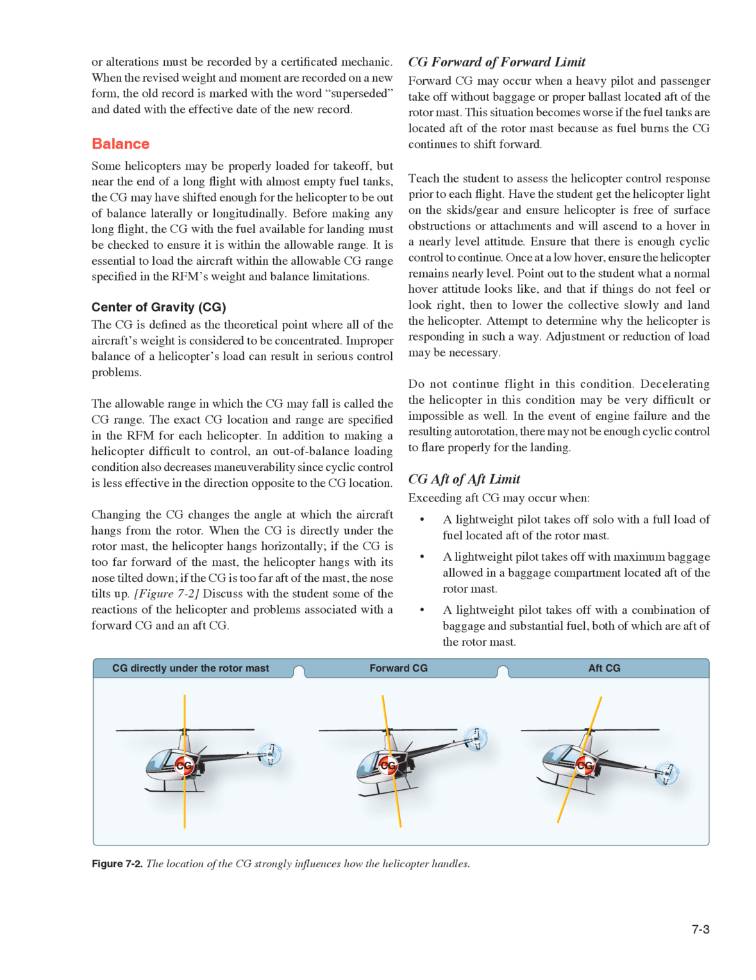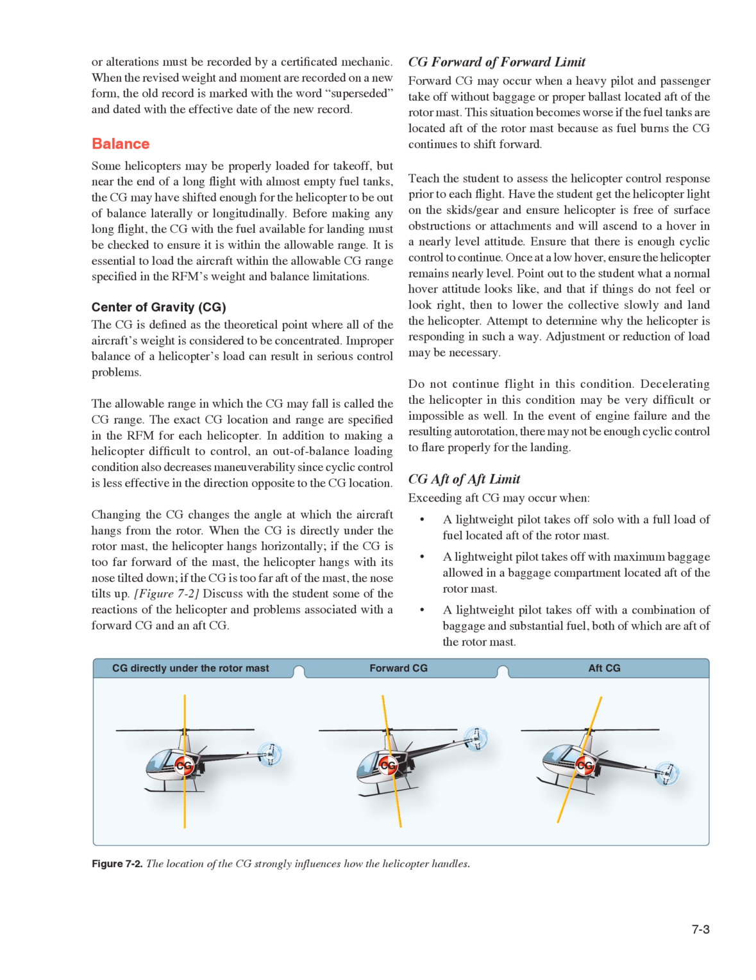Decelerating the helicopter in this condition may be very difficult or impossible as well. In the event of engine failure and the resulting autorotation, there may not be enough cyclic control to flare properly for the landing. CG aft of aft limit exceeding FCG may occur when a lightweight pilot takes off solo with a full load of fuel located aft of the rotor mast. A lightweight pilot takes off with maximum baggage allowed in a baggage compartment located aft of the rotor mast.